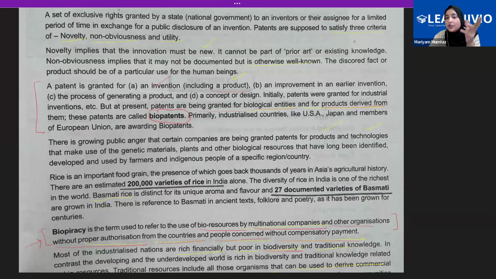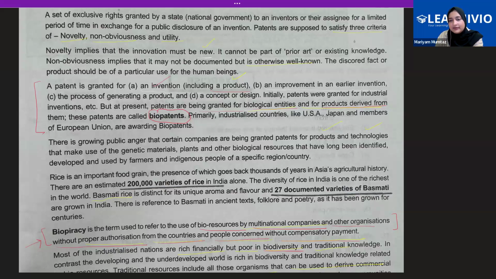You have added some new ingredients. So now that is your patent. You can get it patented. No one can copy that. No one can call it theirs. If it is originally yours, no one can copy it. So that is a concept or a design. Initially patents were granted for industrial inventions only, but now it is granted for many, many things. At present, it is being granted for biological entities and for products that are derived from them, and we call them biopatent.